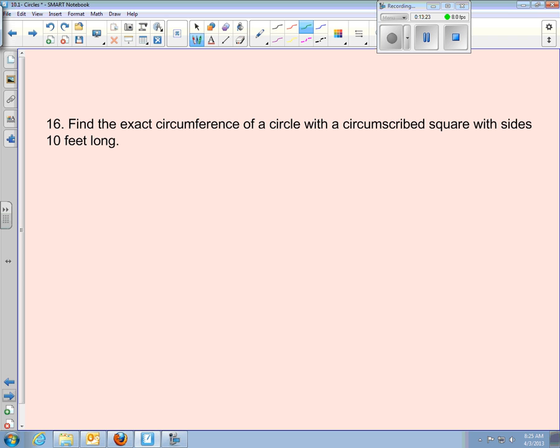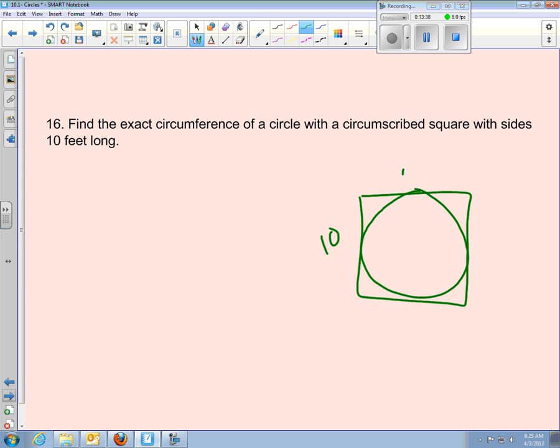And the last one, find the exact circumference of a circle with a circumscribed square with sides 10 feet long. So this means that the square is going to be on the outside and the circle is going to be on the inside. And it's got sides of 10. So you need to find the diameter. Let me draw in a diameter for you. So use that as a hint. All right, this video's gone long enough, so we'll stop there. You get those last few problems finished up.